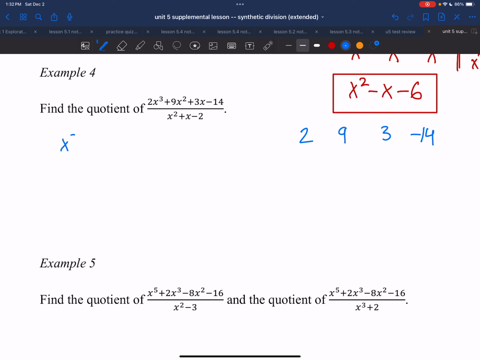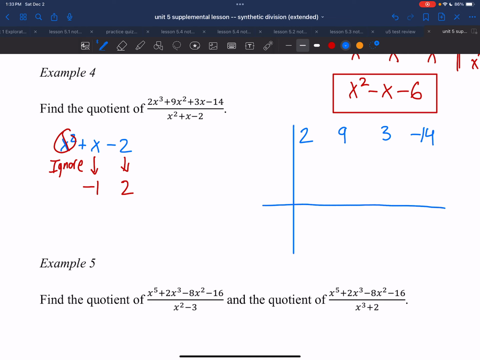And I'm going to look at x squared plus x minus 2. Now, again, ignore the leading coefficient. Let's put that in red. The coefficient on 1x, flip the sign. That's negative 1. Let's flip the sign here, it's 2. So, draw my little thing here. Draw a straight line. My diagonal starts as negative 1 and then 2.